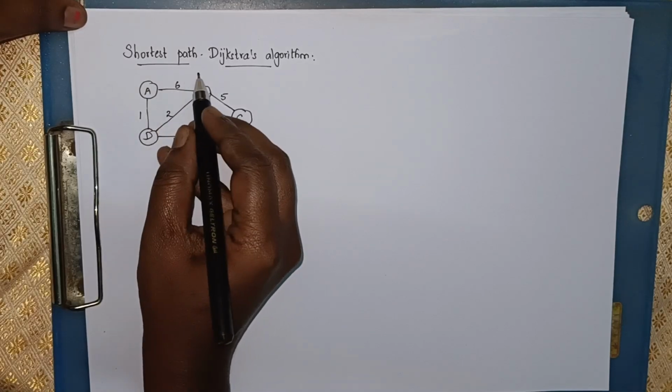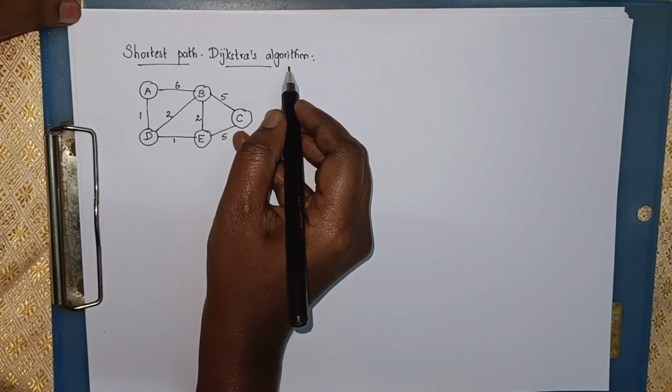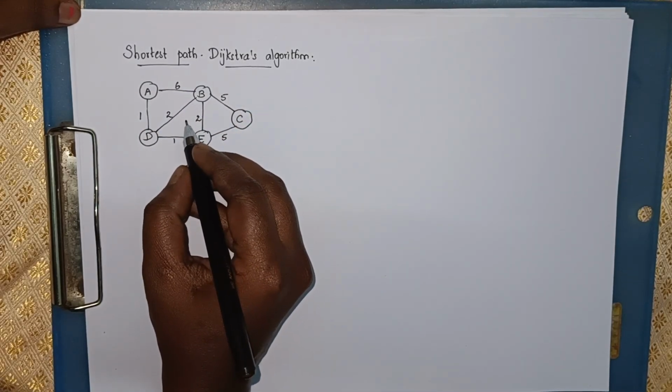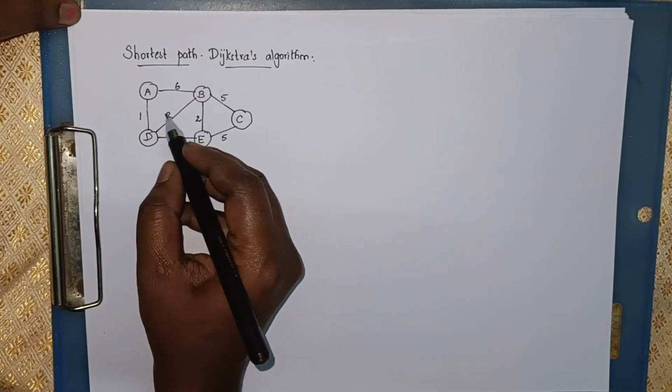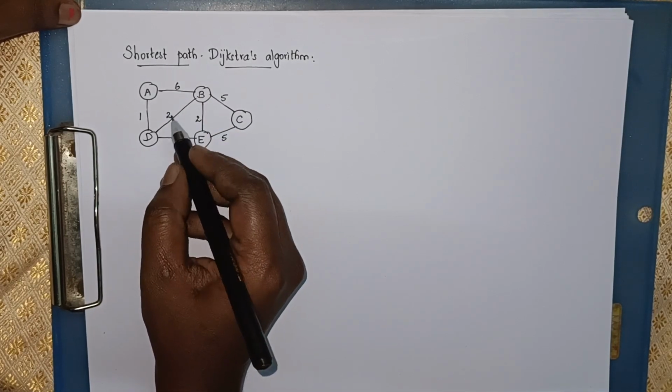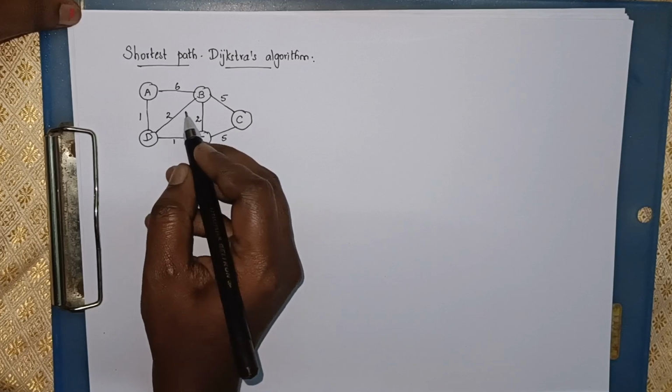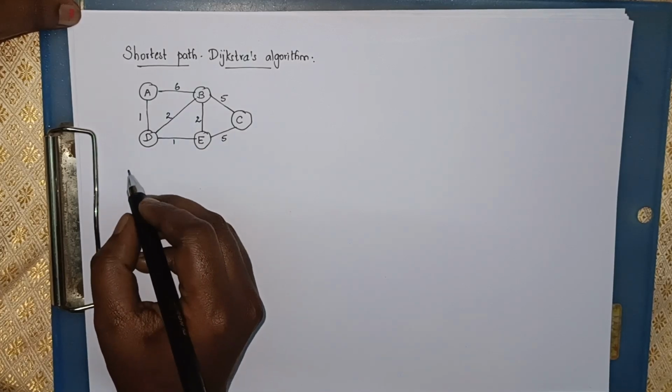We are going to find the shortest path using Dijkstra's algorithm. So first the graph is given. This is an undirected graph. Even we can do it for a directed graph also. So first I have to create a table.